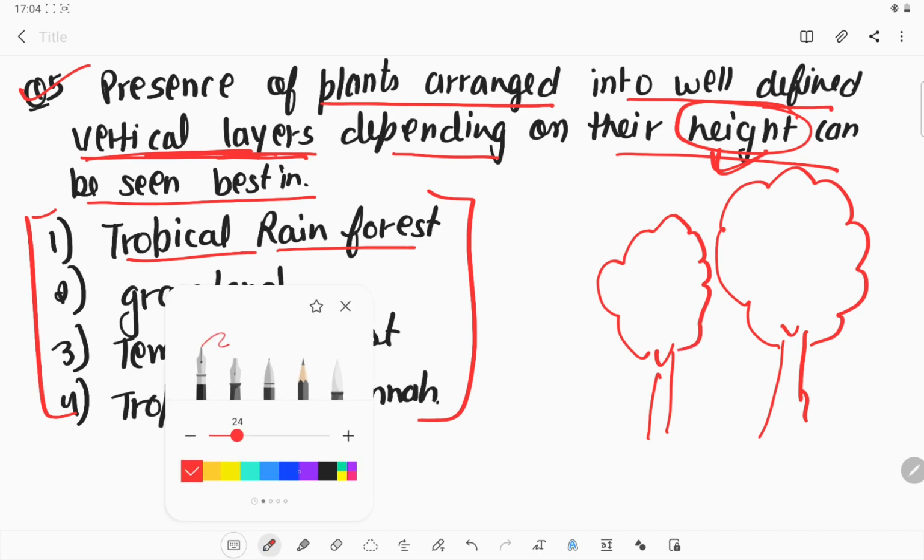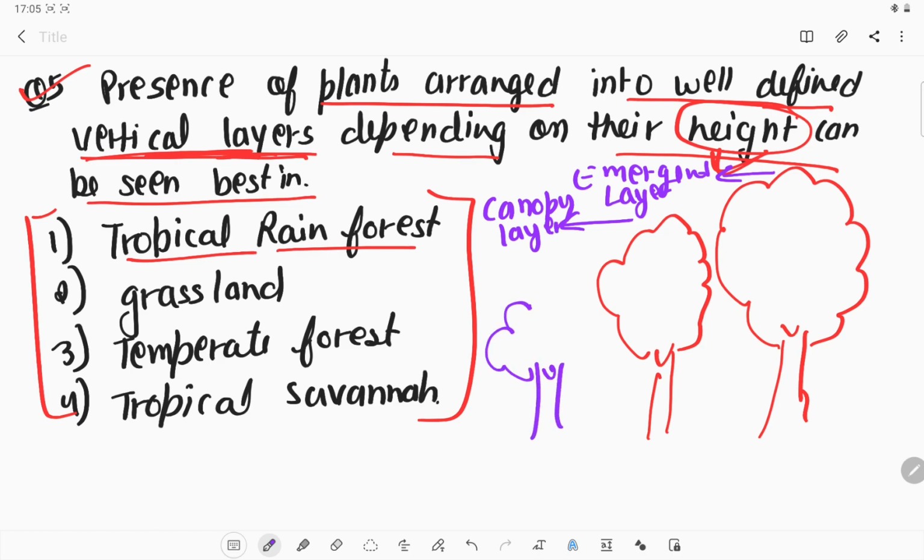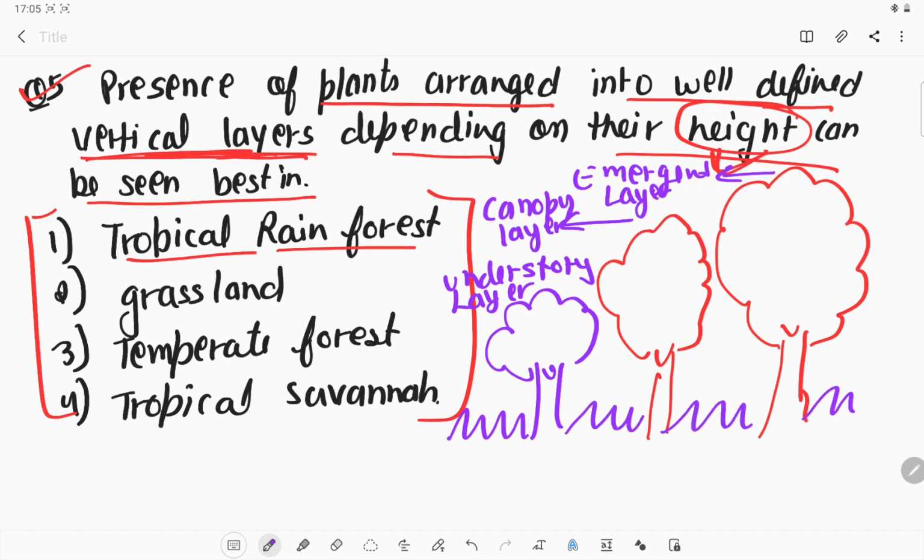We can also name them by height. The topmost layer, we can say, is the emergent layer. The second layer is the canopy layer. The third layer, another tree which will be a little smaller than the canopy layer, will be known as the understory layer. And the others will be the small herbs or shrubs present on the forest floor. So this is the forest floor.